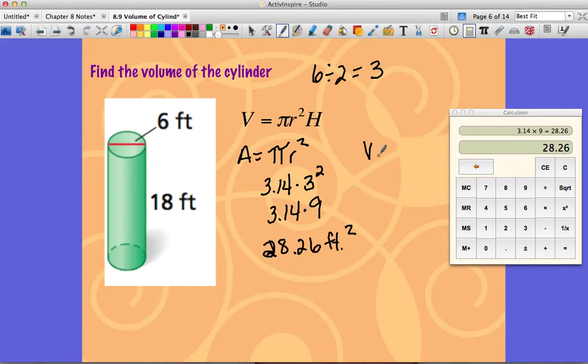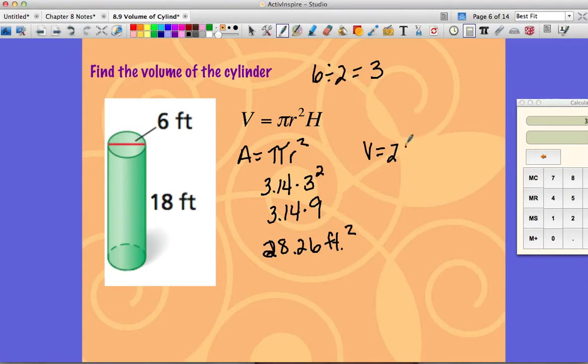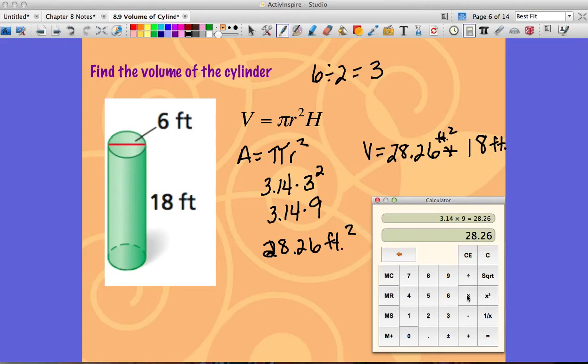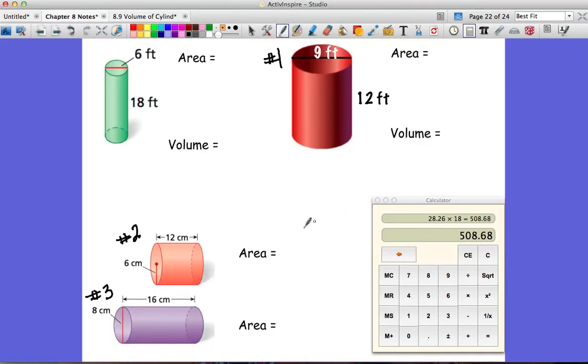So this might give you a better idea as to why it is cubic units, because now we have to take the area that we found, the 28.26, and multiply it by the height, which is 18. Here we have feet squared, and here we have feet. So you have feet times feet times feet, which is a repeated multiplying of feet 3 times. So you take your 28.26, multiply it by 18, and you get 508.68 feet cubed.